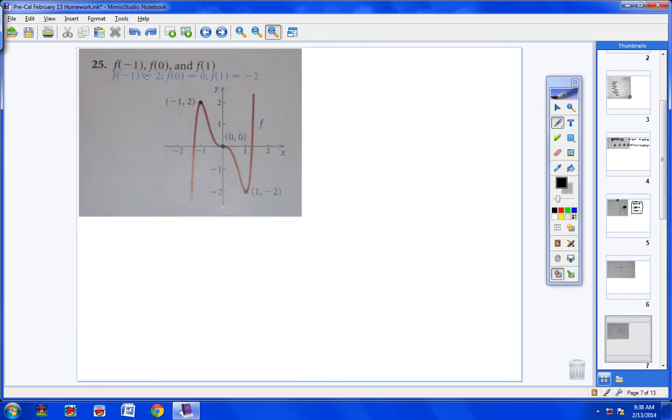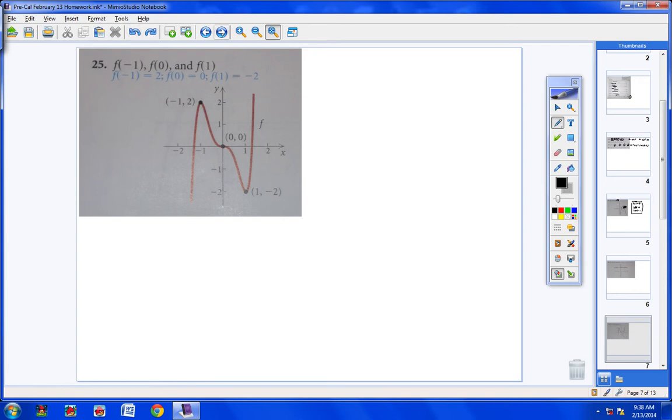Number 25. F of negative 1. Well, here's your ordered pair. When you put negative 1 in, you got out 2. So F of negative 1 equals 2. Next, they want us to evaluate F of 0. Well, here's the ordered pair. When you put in a 0, you got out a 0. So F of 0 equals 0. Pretty simple. And then we're going to evaluate F of 1. So when you put 1 into the equation, you get out a negative 2. So F of 1 equals negative 2.